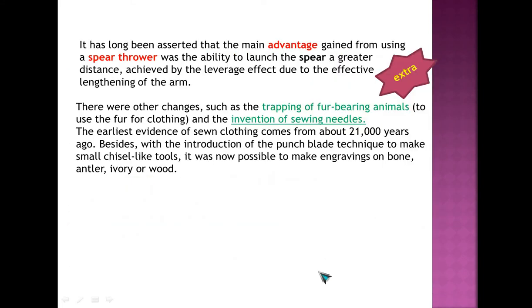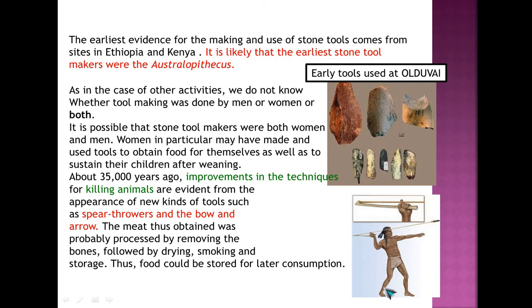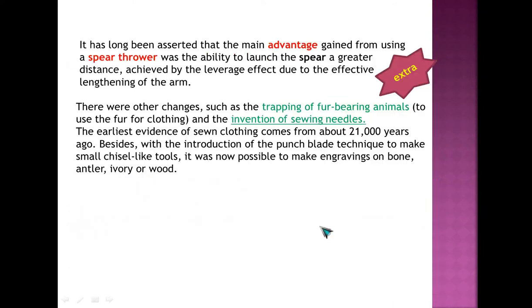Then another point is that it has been asserted that the main advantage gained from using a spear thrower was the ability to launch the spear a greater distance. Throwing or launching the spear, as you can see in this picture, requires a lot of skill, the way you hold it and everything. It was an added advantage to throw the spear at a greater distance, and that was achieved by the leverage effect due to the effective lengthening of the arm.